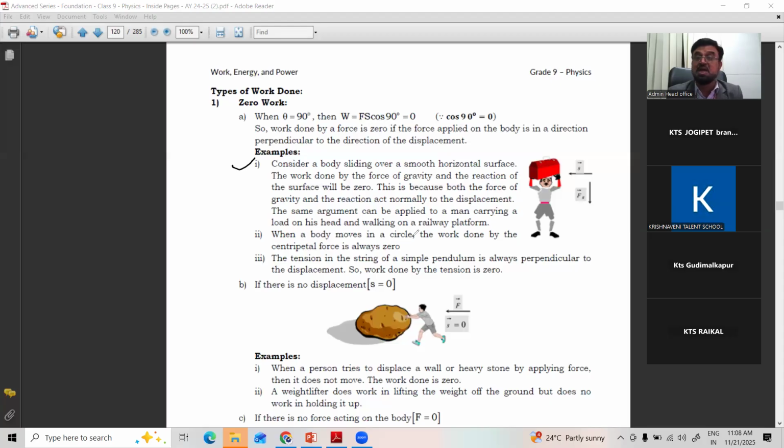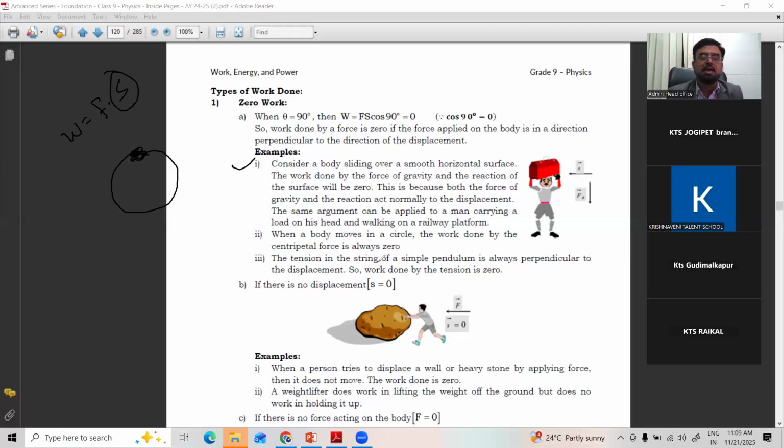When a body moves in a circle, the work done by the centrifugal force is always zero. When the body is moving on a circle, starting from here and coming to the same place after one circle, what is the work done? Zero, because the displacement is zero. The distance covered may be 2 pi r as per the circumference of the circle, but the displacement is zero. W is equal to F into S, and S is zero means automatically the work done is also zero. In a circular path, if the body makes one complete circle, the work done is zero.